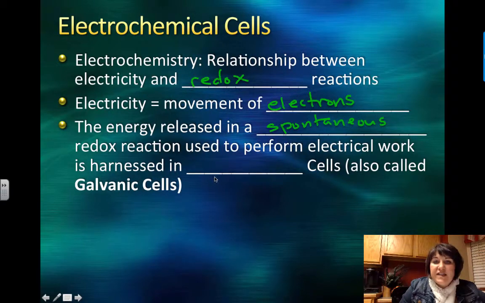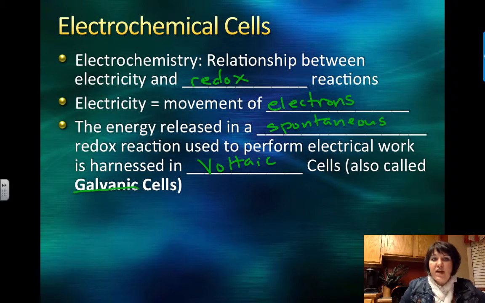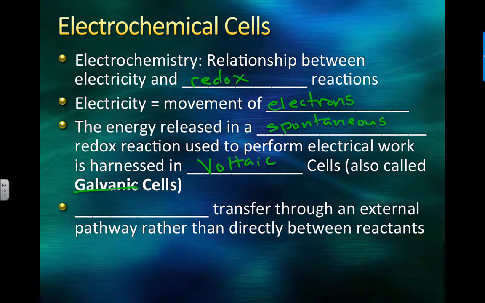So when energy is released in a spontaneous redox reaction and then used to perform electrical work, we call that a voltaic cell, or they'll be called galvanic cells. It means the same thing. It means the reaction is spontaneous and we didn't have to do anything to make it happen. It just happens all on its own. The electrons that are flowing from one substance to another transfer through an external pathway rather than directly between reactants. Usually we use a wire to move the electrons along. It's a pretty efficient system.